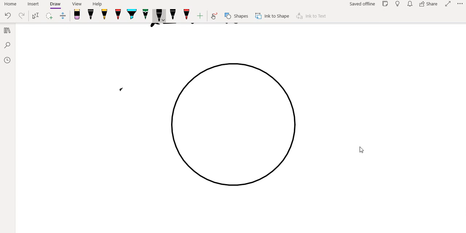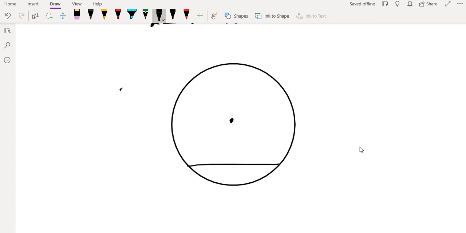Now, if this is the center of the circle, and this is the chord, hope you know that's a chord. A chord is not a diameter. It cuts a circle at 2 points, but it doesn't cut it at the center. If it cuts at the center, it becomes the diameter. Do you get it? Yes, sir. So this is the chord.